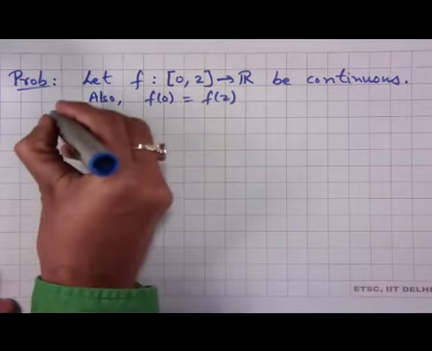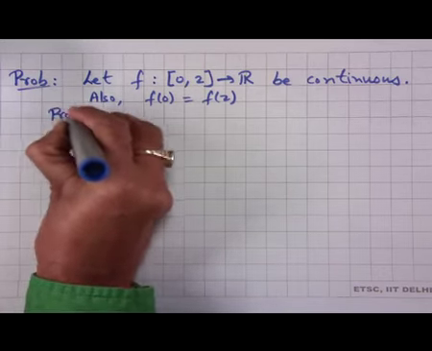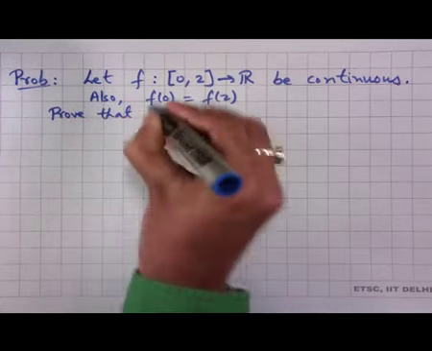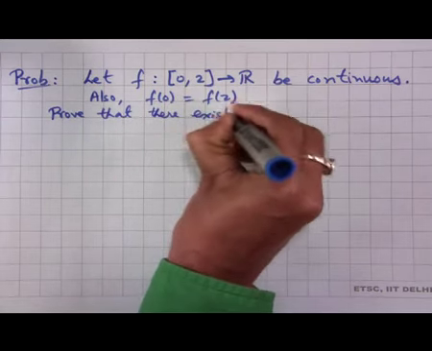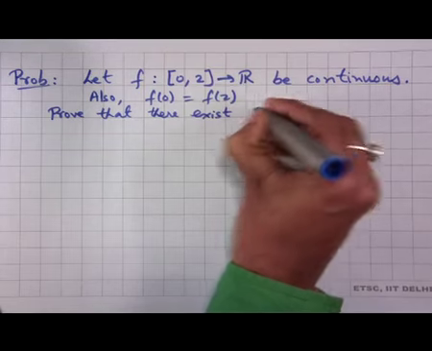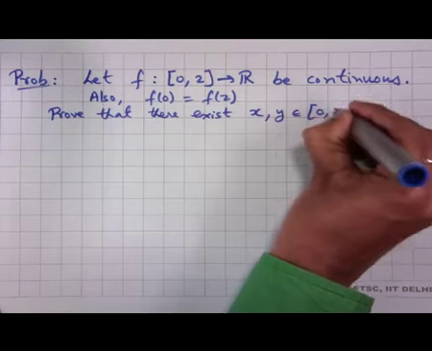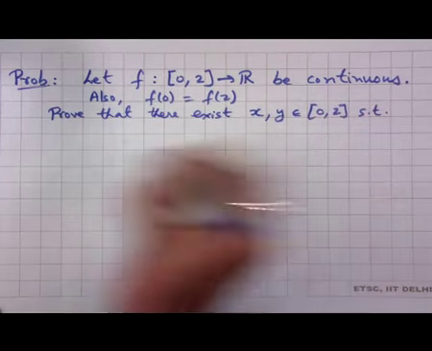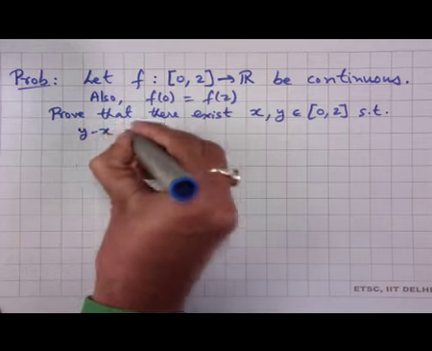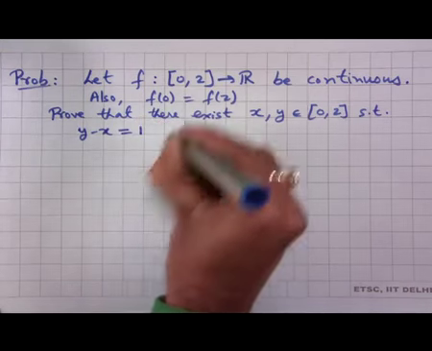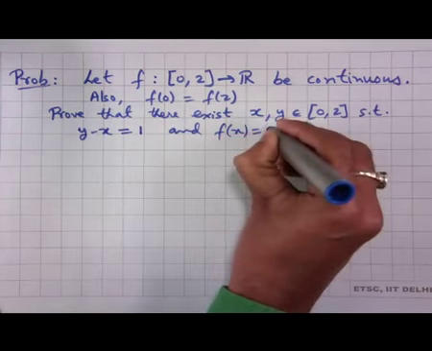What we have to show, prove that there exists points x and y in this closed interval 0 2 such that y minus x is equal to 1 and f of x is equal to f of y.